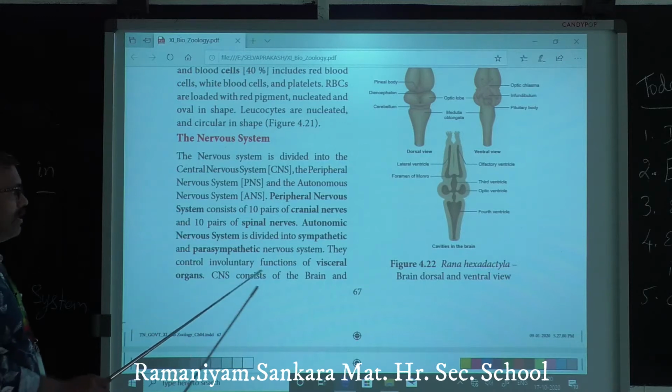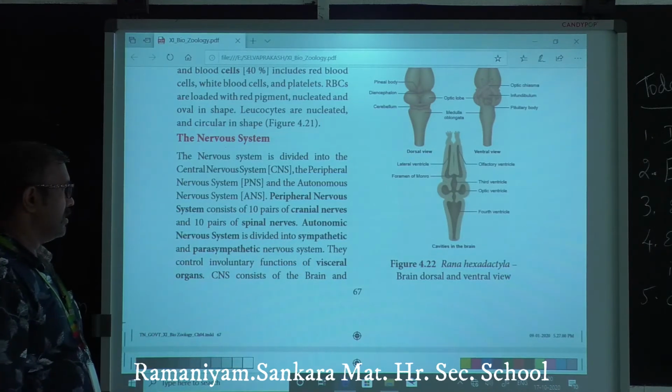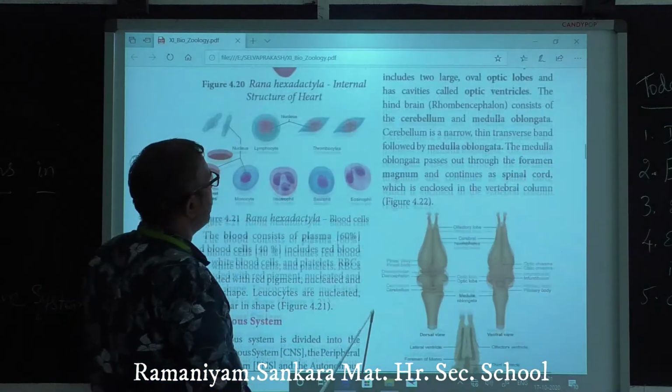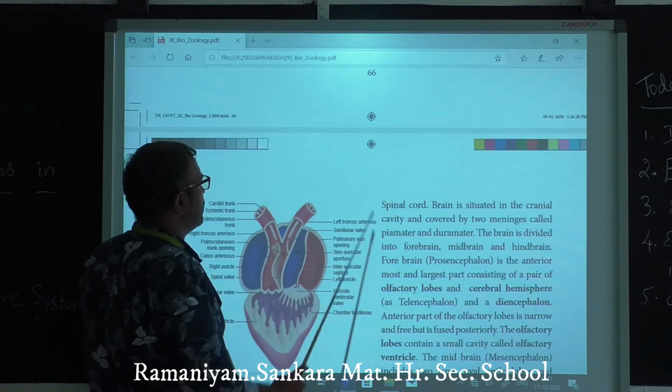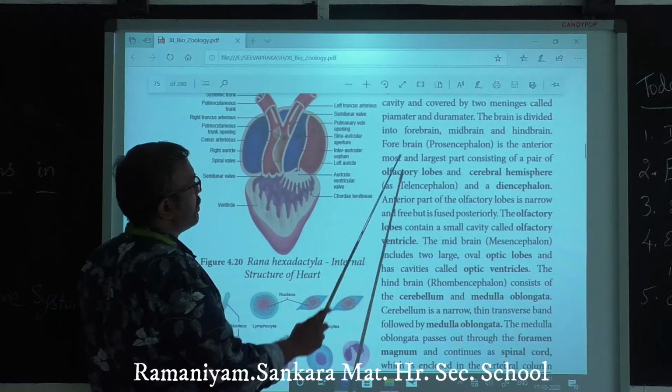They control involuntary functions of visceral organs, such as the stomach and other involuntary muscles. Involuntary functions of visceral organs are controlled by the autonomic nervous system. The CNS, the central nervous system, consists of the brain and spinal cord.